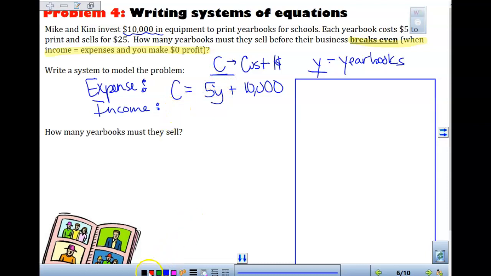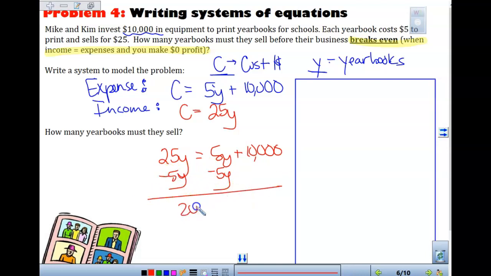So now I'm looking at the income, right? So if I'm looking at the income for this one, what am I going to have, Ellie? How much am I making per yearbook? So 25Y. This again could easily be solved by taking 25Y equals 5Y plus 10,000. Let's solve this one. So let's find out how many yearbooks we have to sell. How do I get all the Y's on one side? Subtract 5Y.